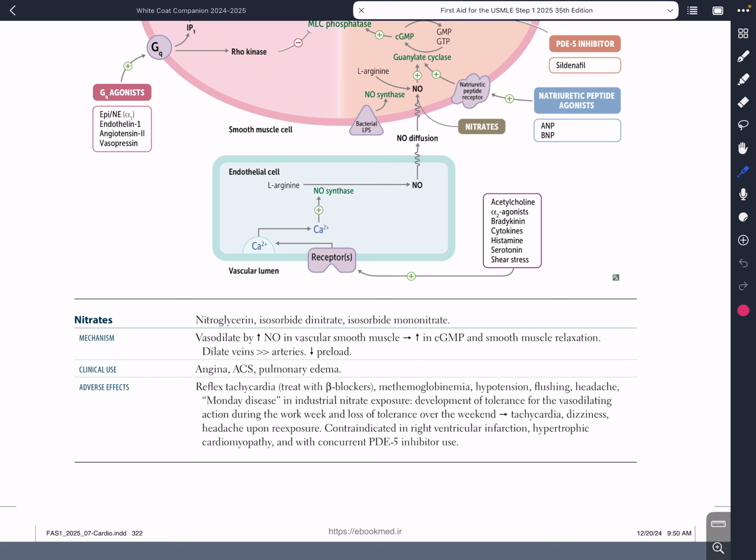What are the side effects of nitrates? Reflex tachycardia can be seen. Because the preload goes down, the heart senses a hypovolemic condition, and this leads to an increase in heart rate. So this is reflex, which means it is a secondary response. If you see reflex tachycardia with nitrates, you give them beta blockers.